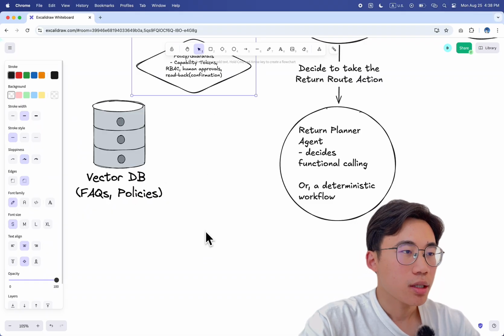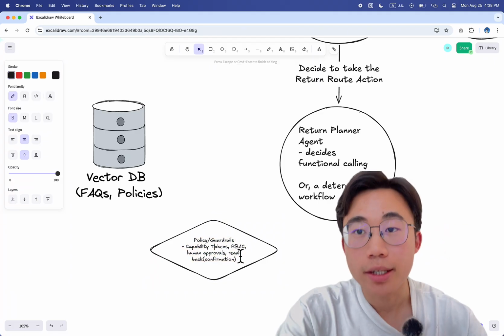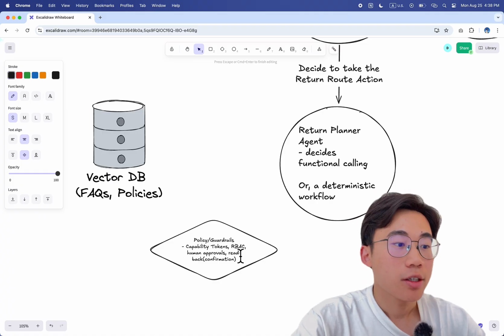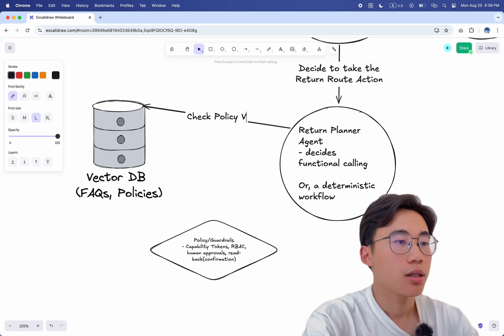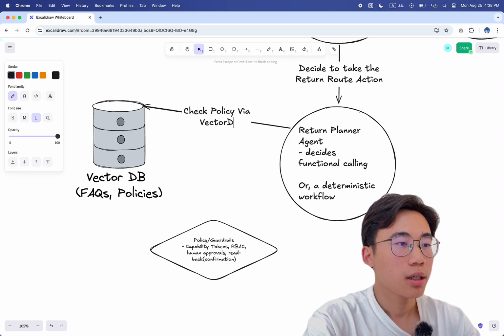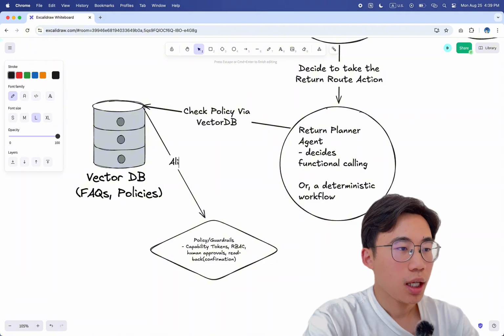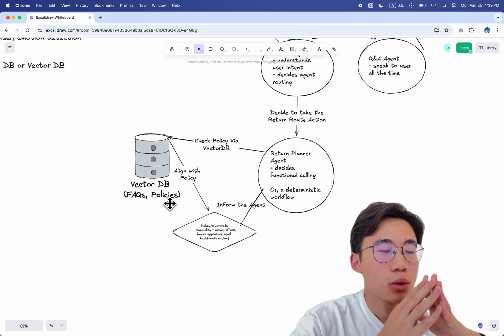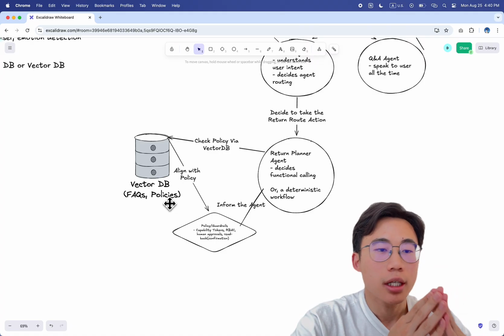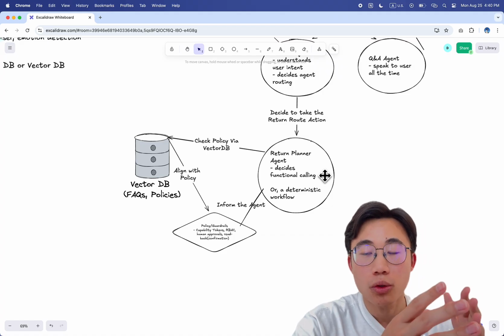So I'm also going to paste the policy and guardrails services here, right? What this one does is they basically want to double check if it fits with the policy, right? So there's a bit of a decision-making mechanism here. Just from a diagram perspective, let's say check policy via vector DB. And then this vector DB's information will go through this policy check. And we're going to say, okay, aligned with policy. Inform the agent. So this is a little thinking process for the planner agent to go through before we trigger any functional calls. You will need to define very clearly in the prompts for this return planner agent so that it knows that you need to firstly refer to all the checks.